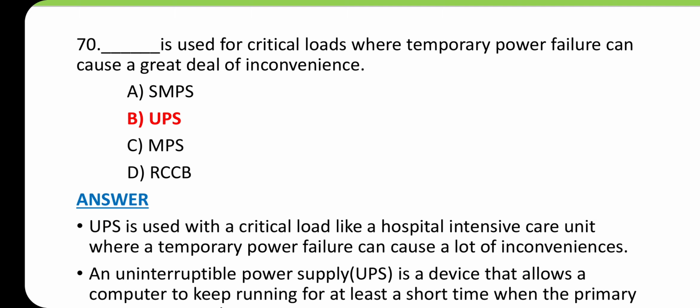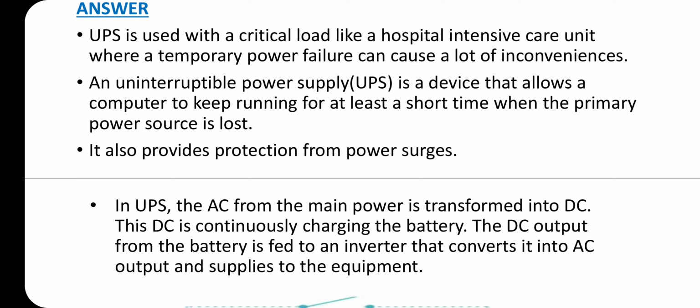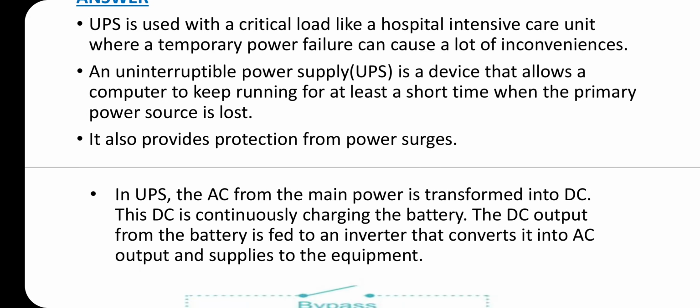Question 70: Dash is used for critical loads, but temporary power failure can cause a great deal of inconvenience. Answer is option B, UPS. UPS is used with a critical load like a hospital intensive care unit, where a temporary power failure can cause a lot of inconvenience. An uninterruptible power supply (UPS) is a device that allows a computer to keep running for at least a short time when the primary power source is lost. It also provides protection from power surges.